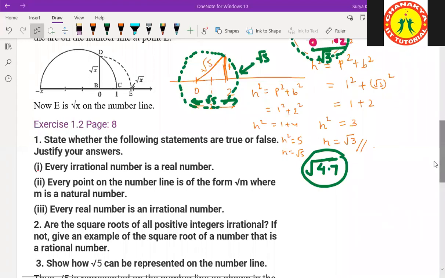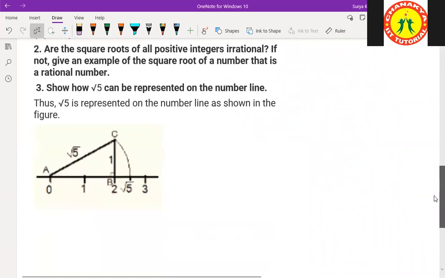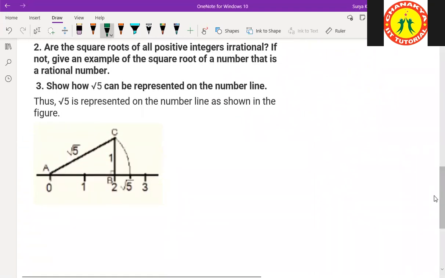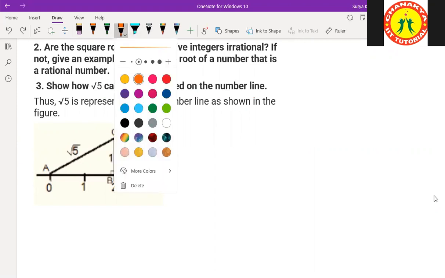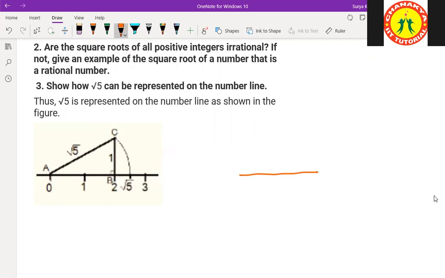All right. First of all, you just draw a line of 4.7. All of you do with me in the notebook. You have to represent root 4.7 on a number line. Right here A, B. Everyone written till here?